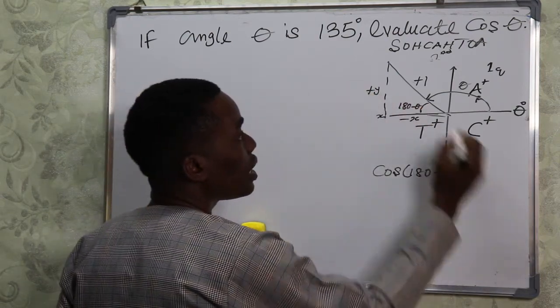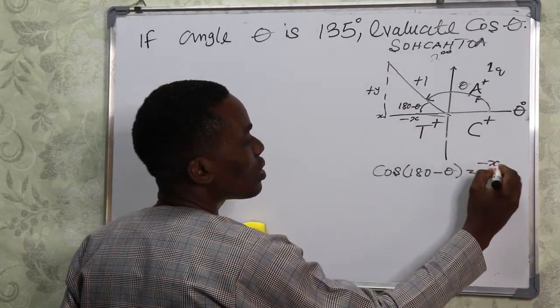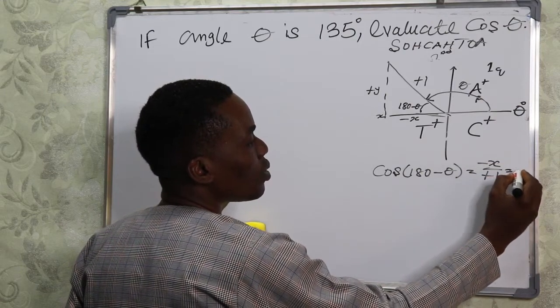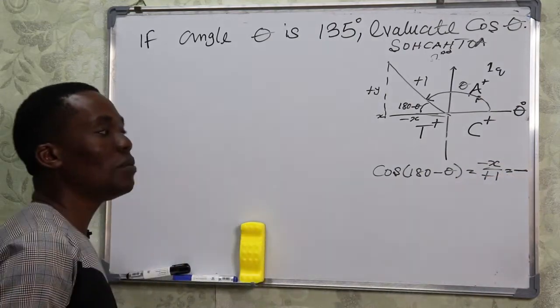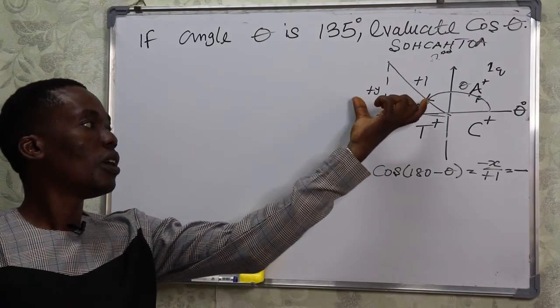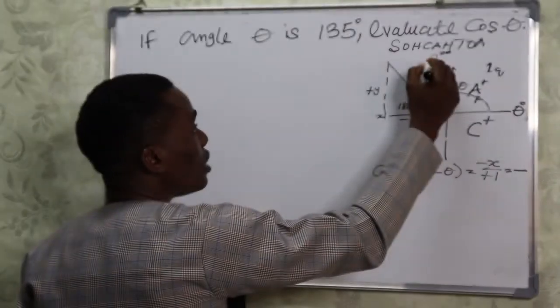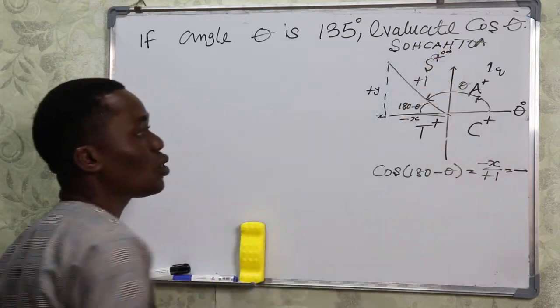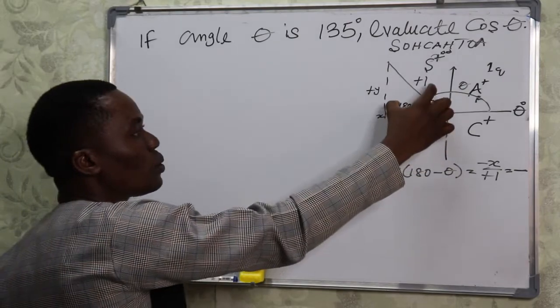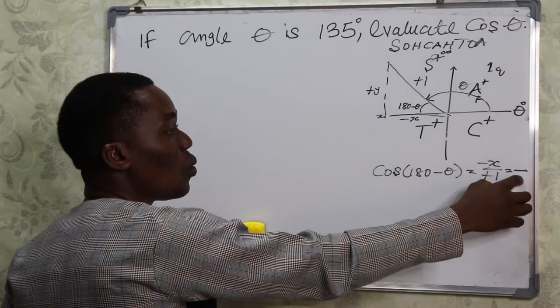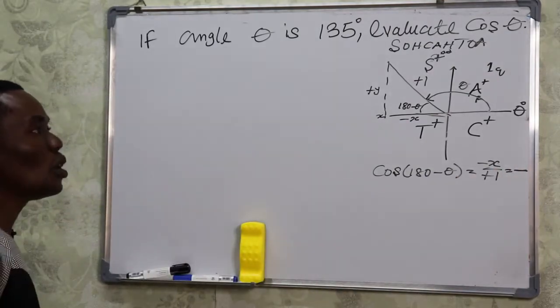It will give us what? The adjacent, which is minus x, over what? The hypotenuse, which is plus what? 1. And if we divide that, we're going to have a negative value. That means the cos for this angle, any angle that falls in this quadrant, will be negative. Remember the reason, and that is why we say it's only on this quadrant that all sine is what? Positive. Now that means 135 falls in this quadrant, and as regards that, our cos will be negative. Now let's go back to our question.